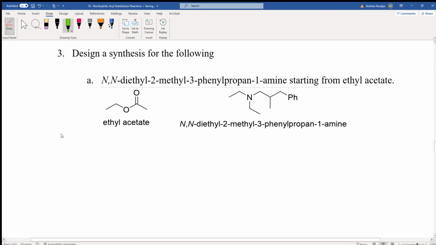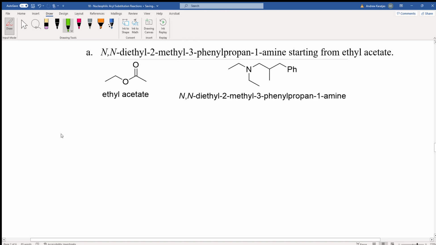All right, now we've got a couple of synthesis questions. And this one looks fairly complex. You can see that there's definitely a lot going on here. We've got multiple oxygens that were present in the starting material that are gone. We've got a bunch of extra carbon groups. So how do we start this one?